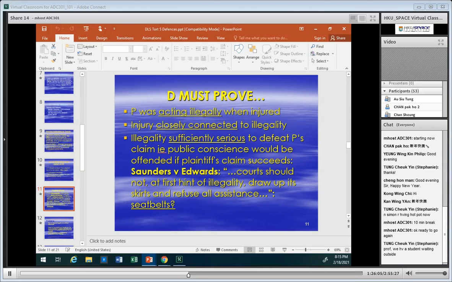However, if you're actually in the process of robbing the bank and you slip on a wet floor of the bank and you injure yourself and you sue the bank for negligence, well, bad luck, the defence of ex turpi causa would succeed there because there would be the close connection with the illegality. And of course, it would be sufficiently serious if you're robbing a bank, certainly. So pretty well all crimes are sufficiently serious to ground a claim in ex turpi causa.